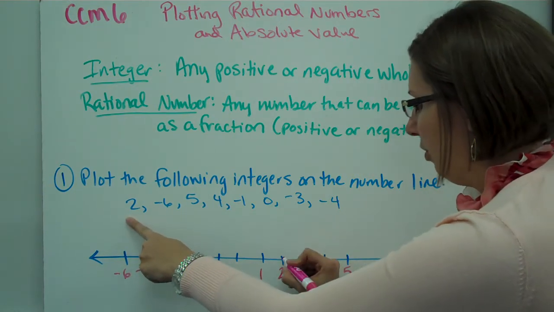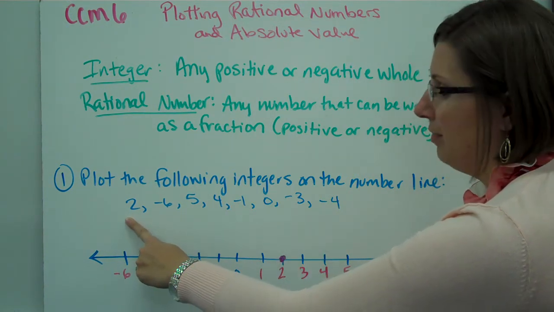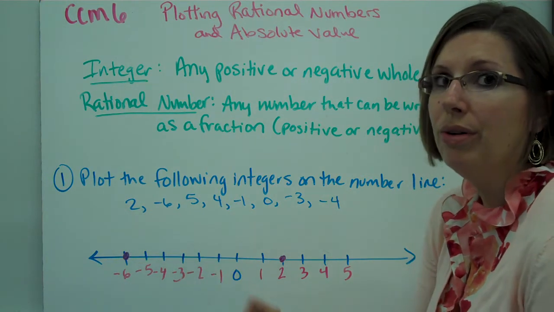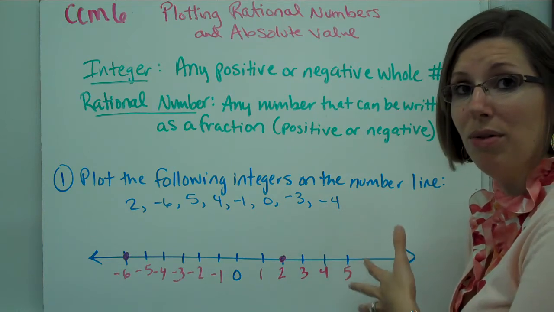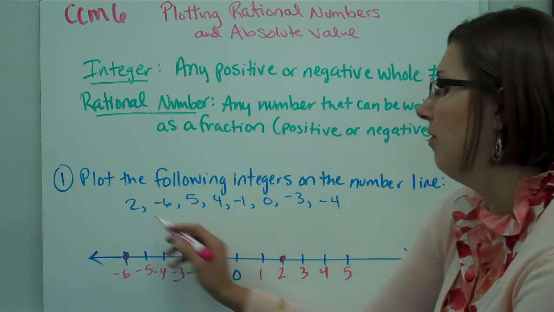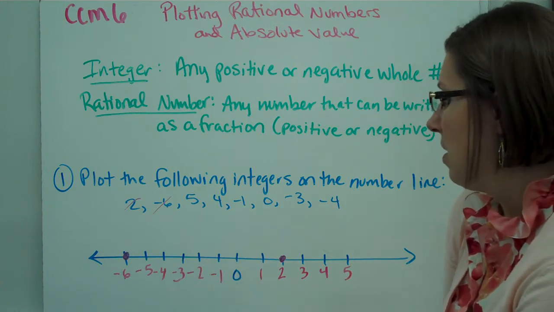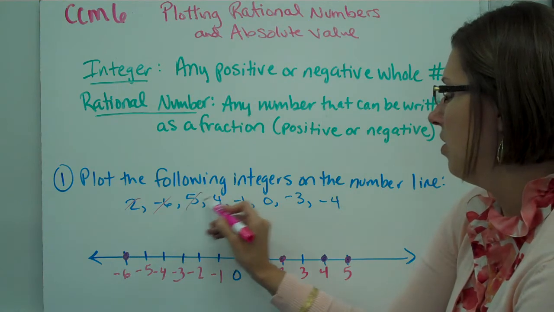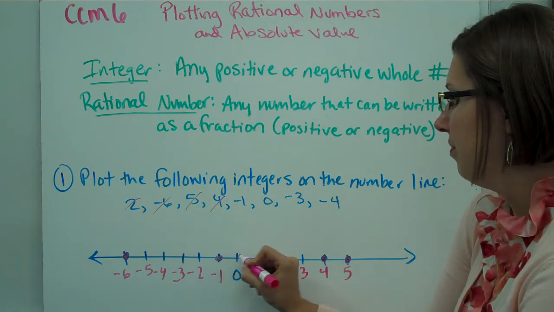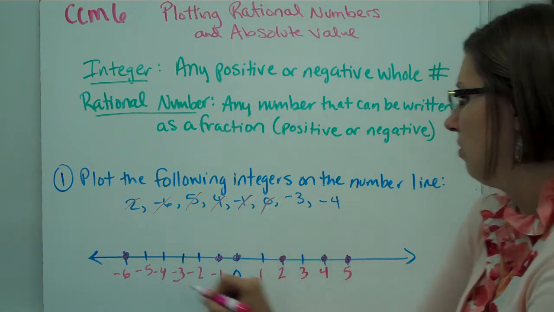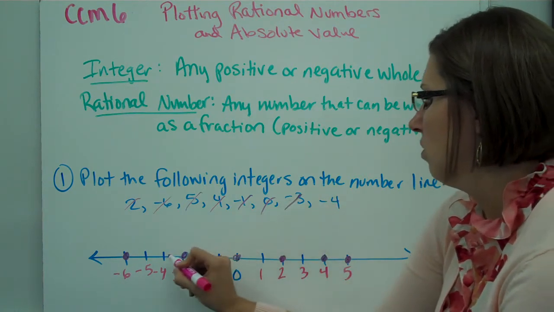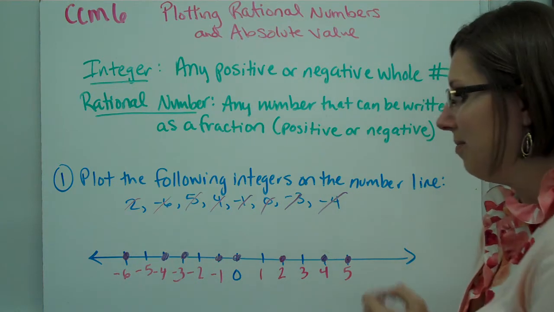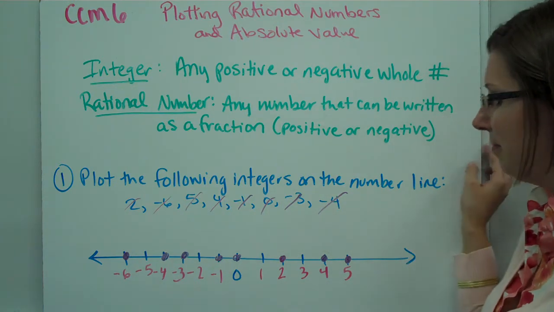So I'm going to plot a dot on positive 2, a dot on negative 6. Why don't you go through and see how I've done it already? Why don't you go through and try the rest of them yourself? Okay, did you get what I got? Hope so.